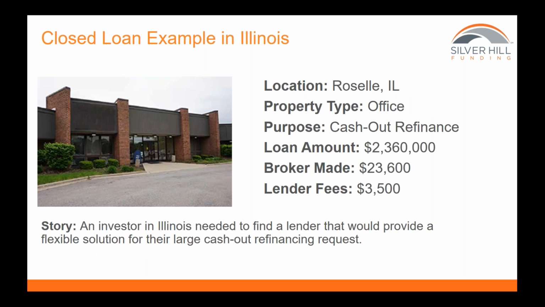Here's a cash out in Illinois, rather larger loan, 2.3 million, and a real good payday for the broker, $23,000. And again, this was a larger cash out transaction, which is not very accepted or attractive to banks or other lenders. We were able to provide a large cash out on this deal, and the broker really made out with a good payday.